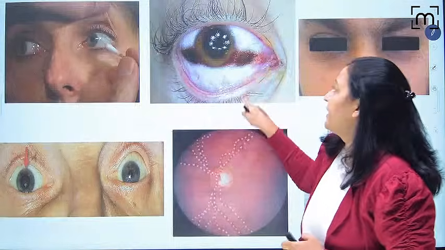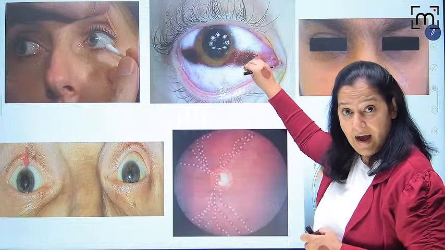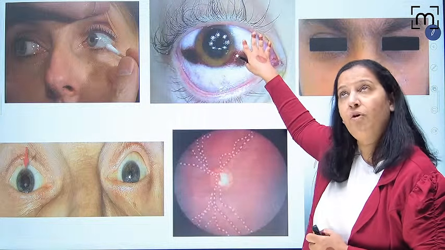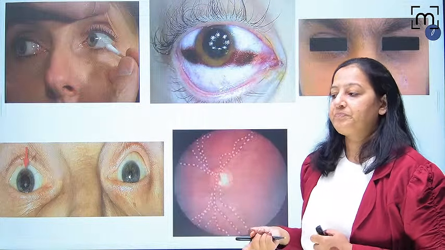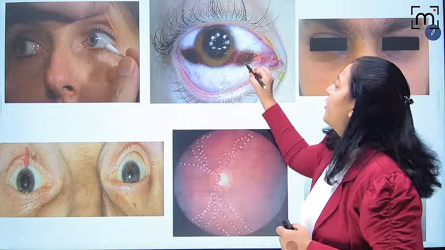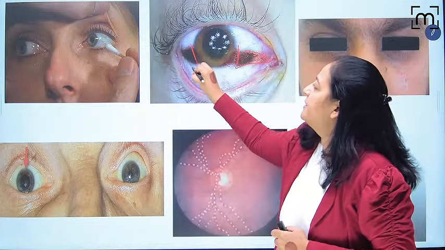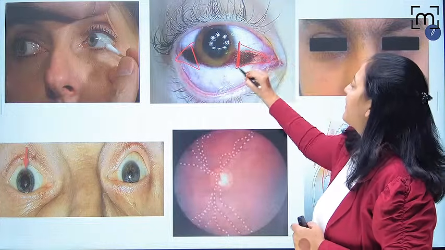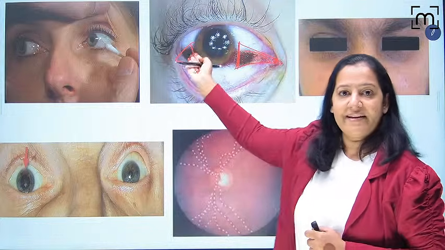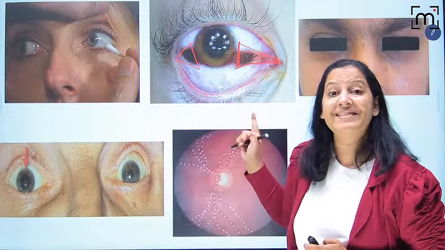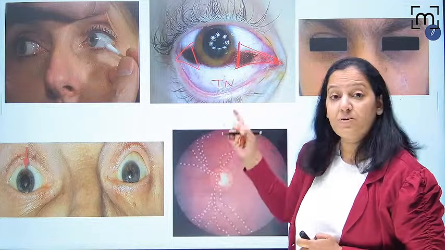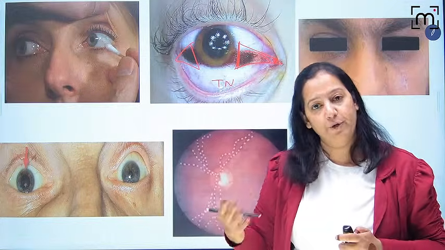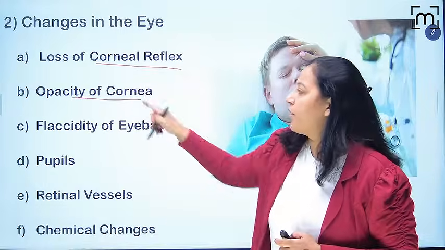Second, opacity of the cornea. Since the eyelid is open even after death for many hours, the cell debris and the mucus form a triangle at the corners. The base of the triangle is towards the corneal margin, and the apex is towards the medial canthus and lateral canthus. These triangles are known as tache noir. Initially these triangles are yellow in color, later on converting into red and black. So that is regarding corneal opacity.